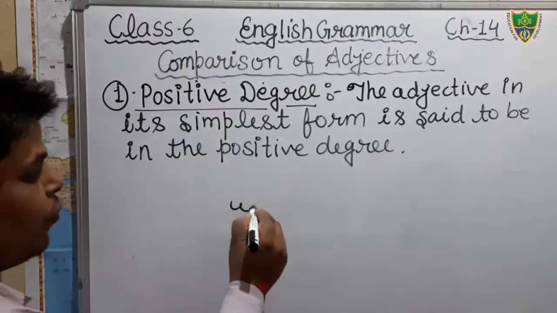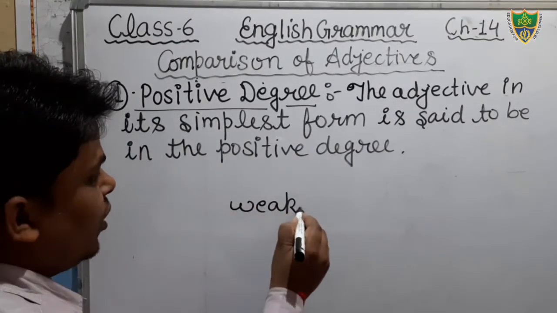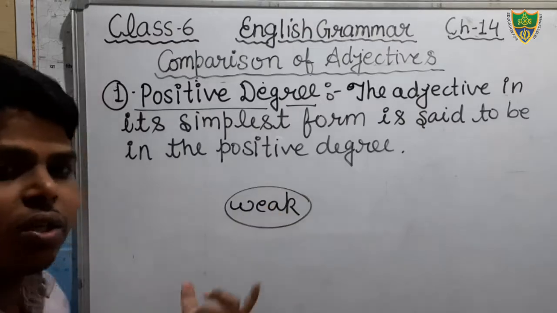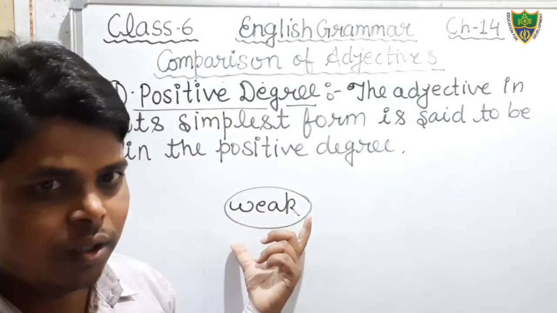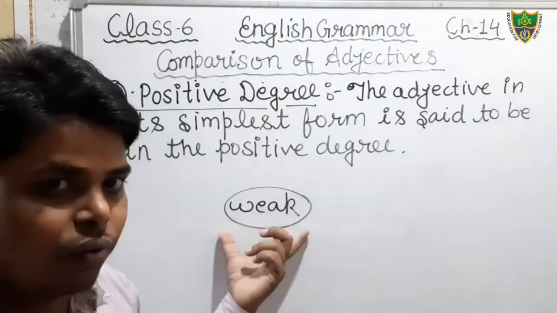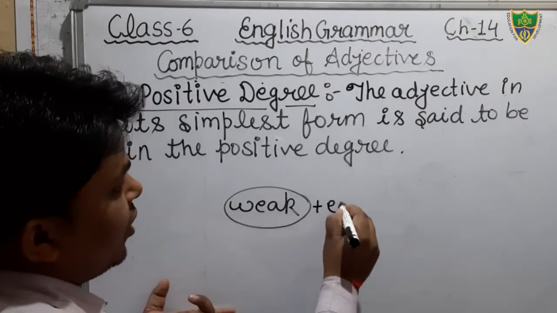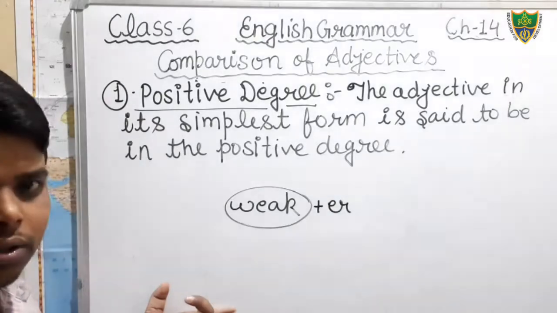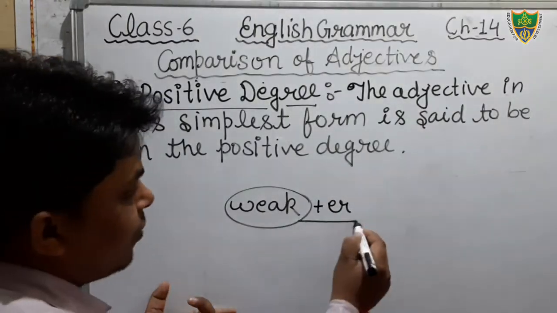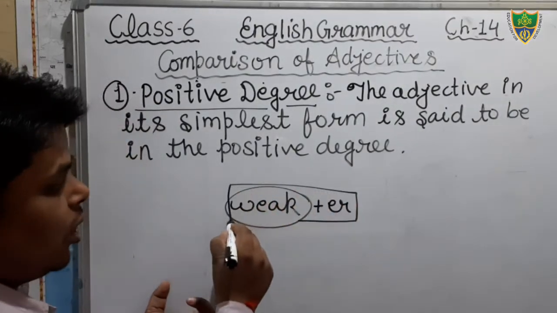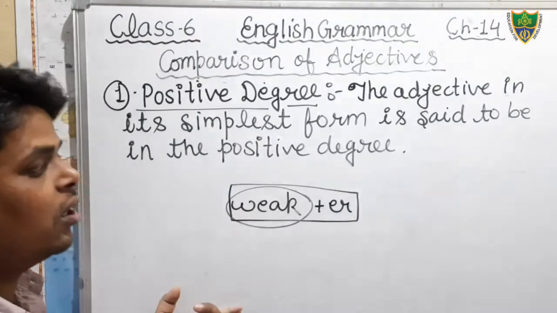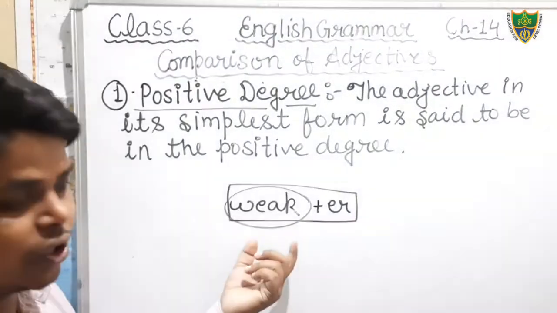Dear students, the word weak. Weak is what? That is the simplest form of the adjective. Okay? Dear students, in comparative degree we add ER. For making comparison between two things or two persons, we add ER to the positive degree.